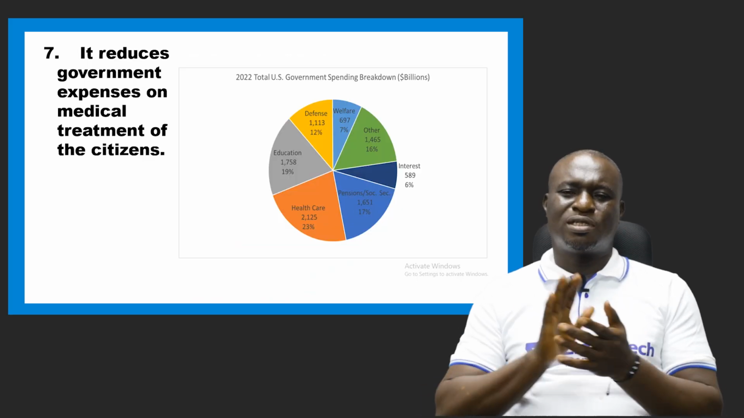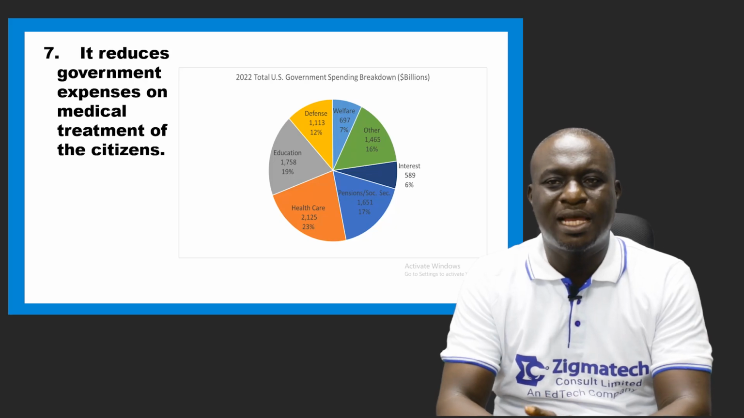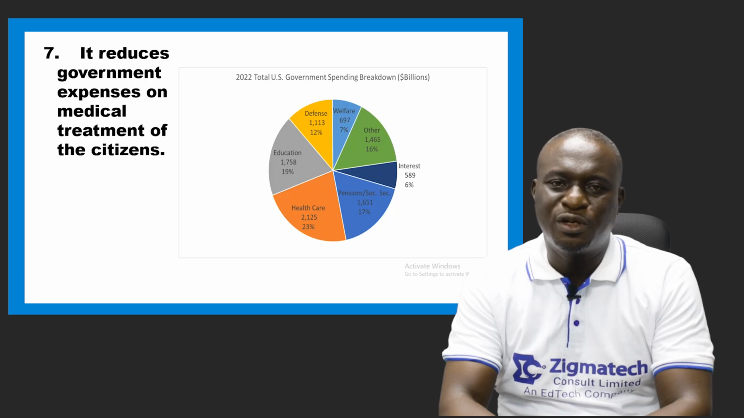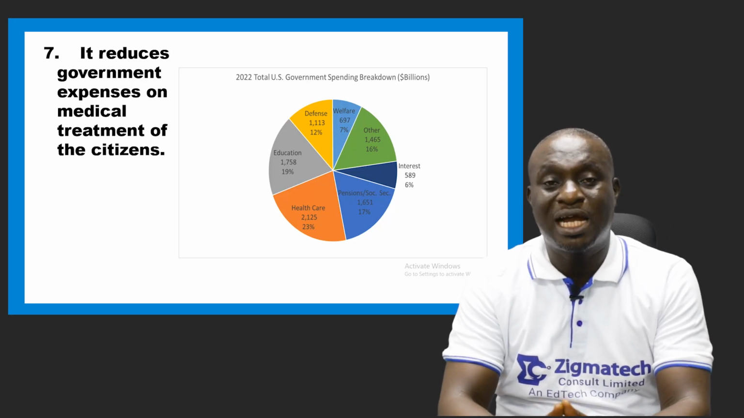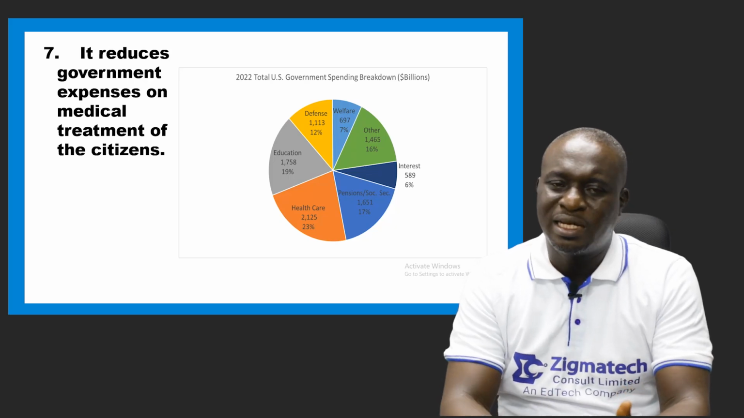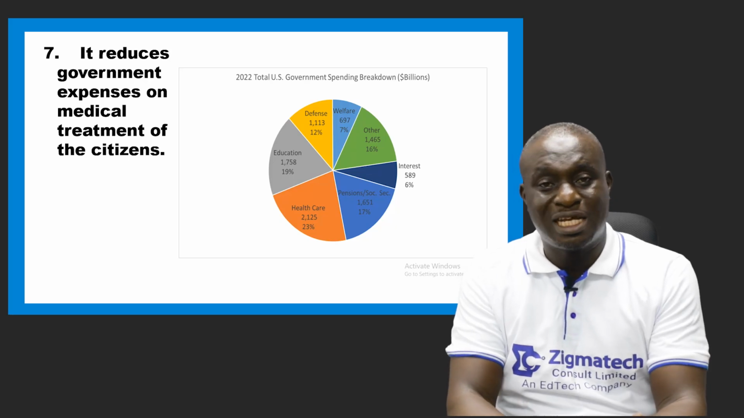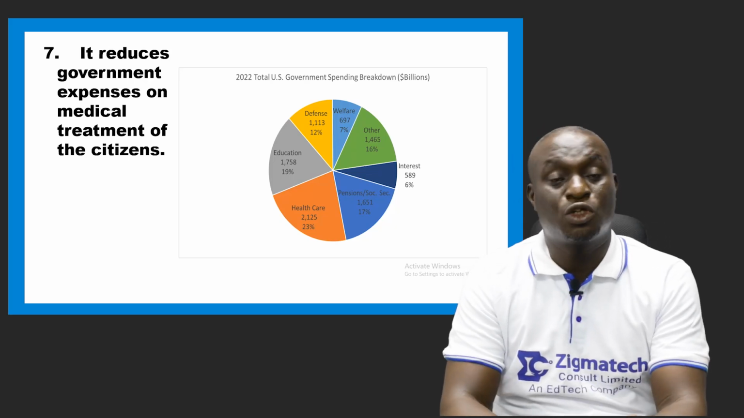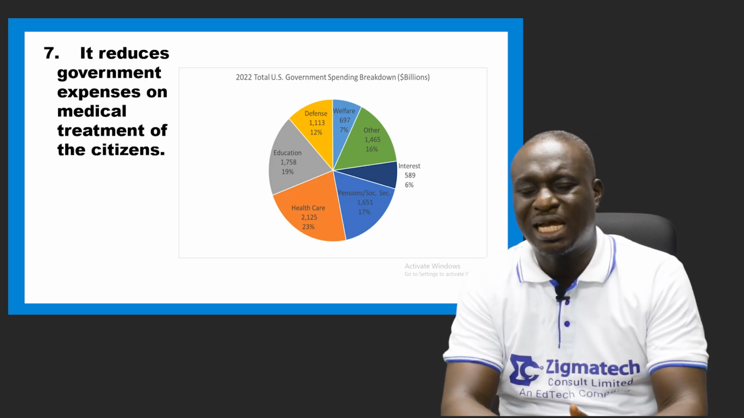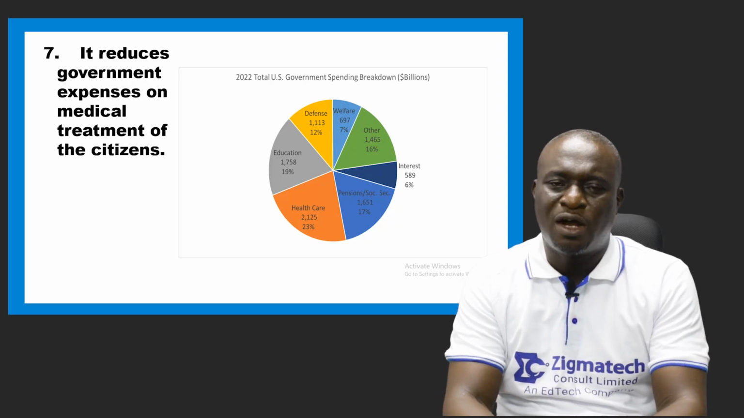And then also number 7, which is actually the last one, it reduces government expenses on medical treatments of the citizens. In other words, the government carries out several expenses. They carry out expenses on defense, on education, that is in their budget. They do expenses on healthcare, on pension, on welfare, social amenities, and so many other things the government makes expenses on.